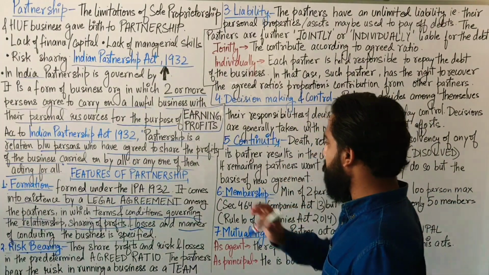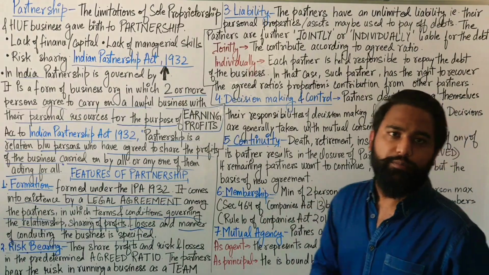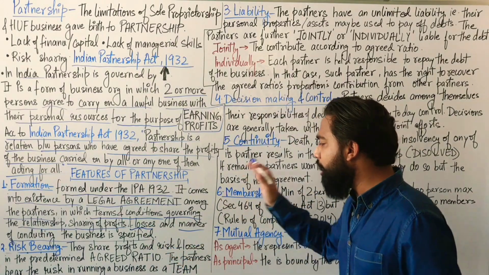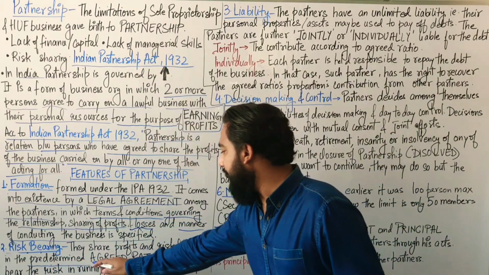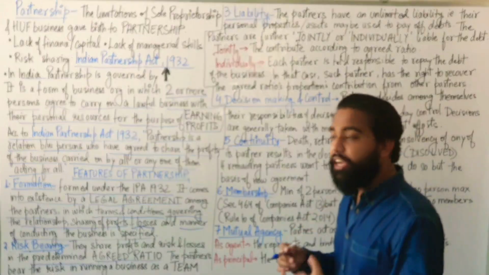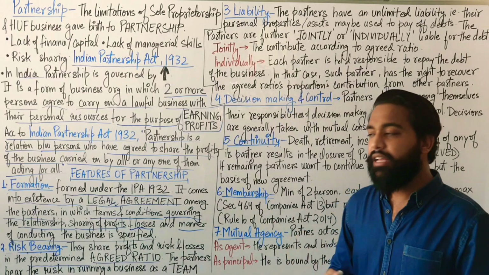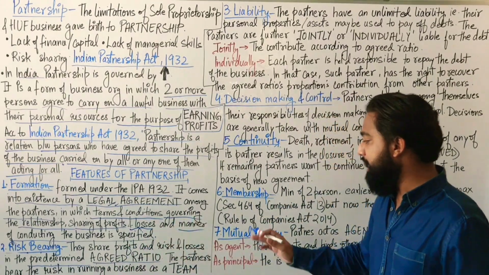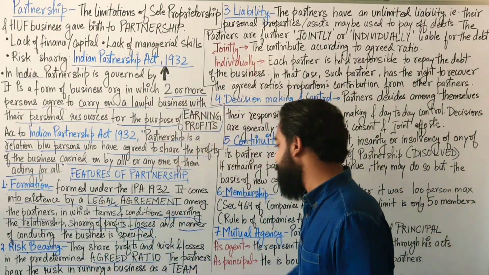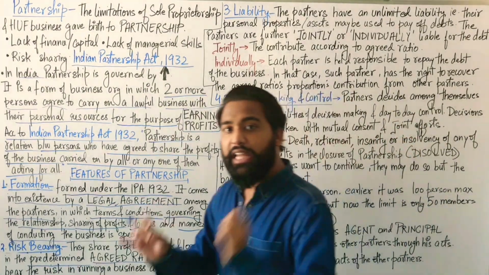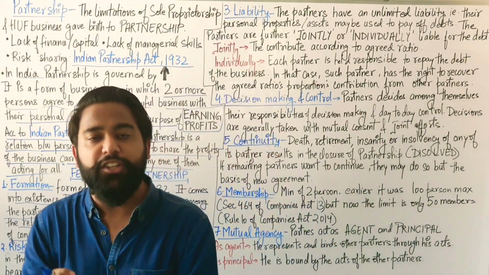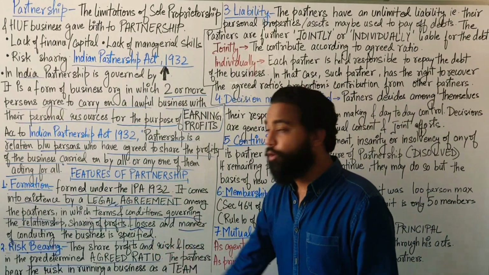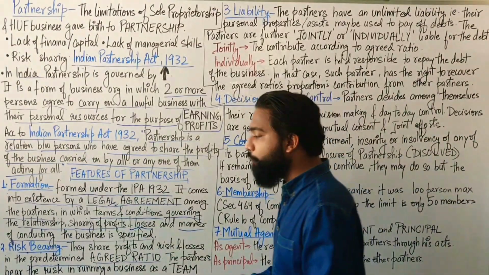Is that clear, students? So formation is covered now. Let's come to the next one, which is risk bearing. Partners share profits, risk and losses in the predetermined agreed ratio. Whatever agreed ratio they have mentioned in the legal agreement, they will share the risk, the profit and losses according to that ratio. The partners bear the risk in running a business as a team. They are together, but they will mention their risk bearing, profit sharing and loss bearing ratio in the legal agreement. Their agreed ratio will decide whatever risk they are going to bear.